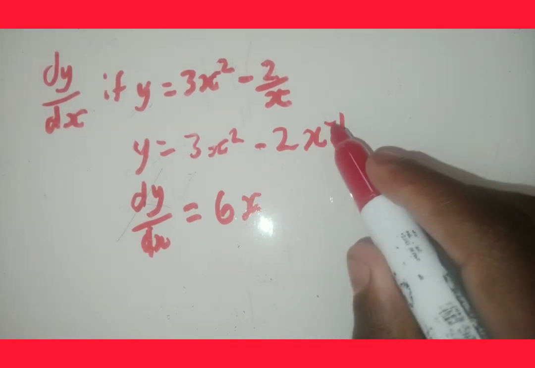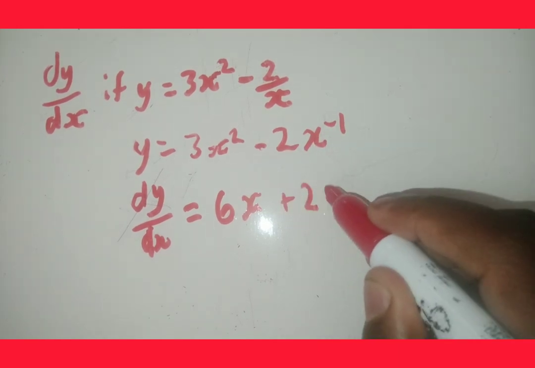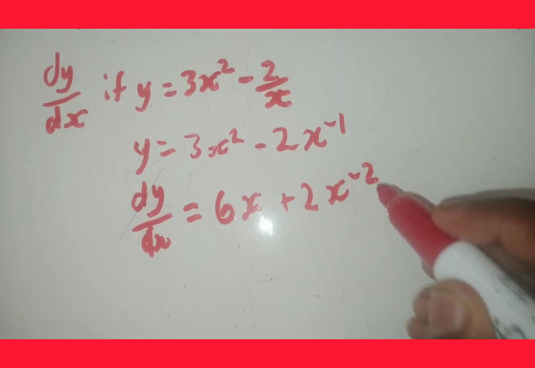And then this side, now we have to multiply these two. So negative 1 times negative 2 is positive 2. And then now we have negative 1 minus 1. Negative 1 minus 1 is negative 2.